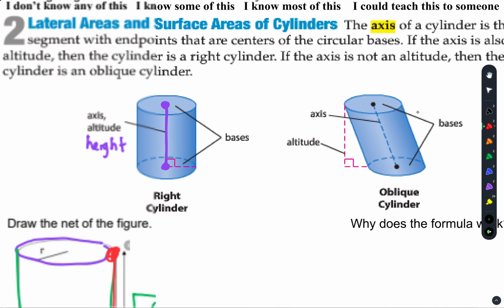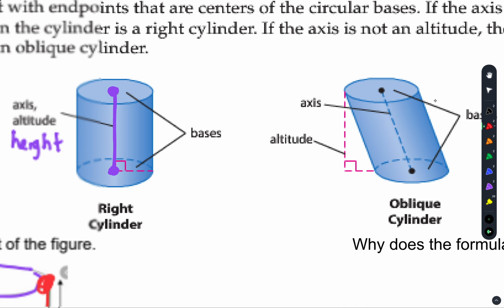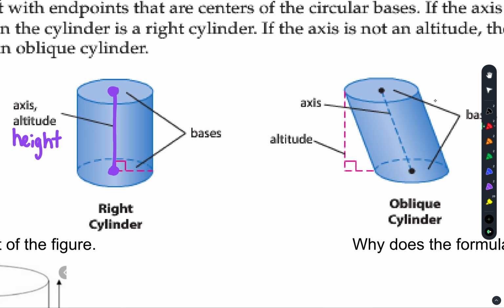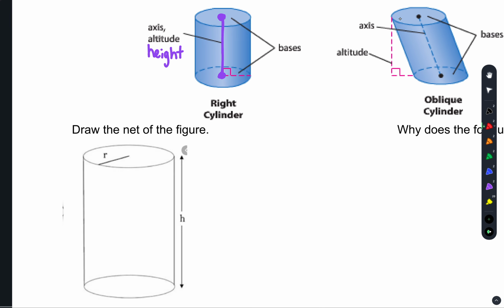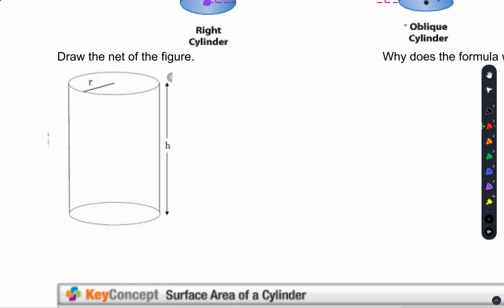So the axis and the altitude are sometimes the same if they are in a right cylinder. But if we push that cylinder over, understand the axis and the altitude may not be the same. That's the only new vocab word we have for today. Otherwise, we're just going to go ahead and talk about the net of this figure.